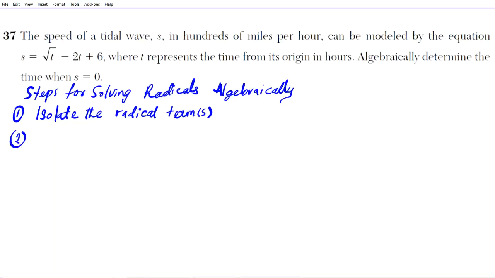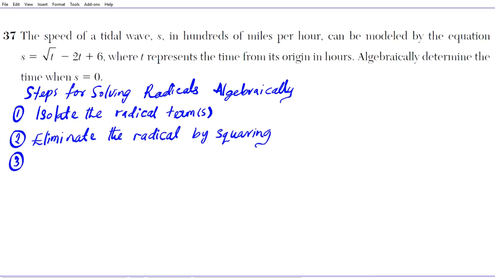Why are we isolating it? The goal is we want to eliminate it. So after you isolate it in step 1, step 2 is to eliminate the radical by squaring. Why do we square? We square because that is the inverse of the square root. When you eliminate the radical by squaring, something interesting happens. Apart from eliminating the radical, there might be a possibility of introducing something called extraneous solutions.